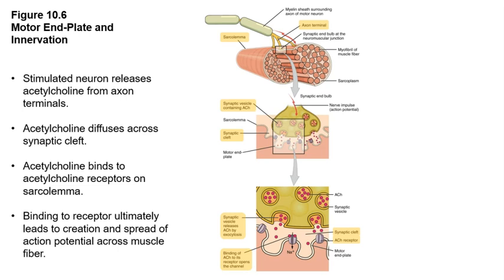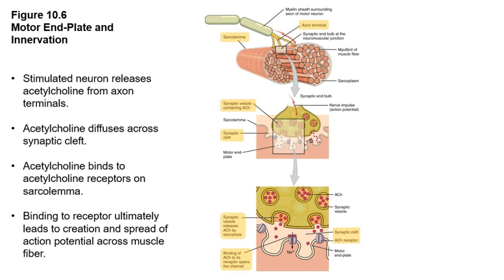The region where the acetylcholine receptors are found on the sarcolemma is often called the motor end plate. The stimulated neuron will release the neurotransmitter called acetylcholine from its axon terminals. Prior to release, acetylcholine is stored in small vesicles that are called synaptic vesicles. Once released, acetylcholine diffuses across a small fluid-filled gap called the synaptic cleft, and it will bind to acetylcholine receptors on the sarcolemma of the muscle fiber.